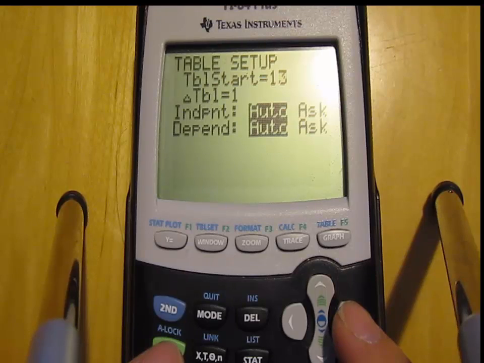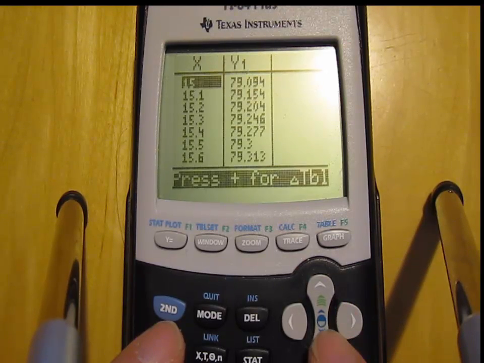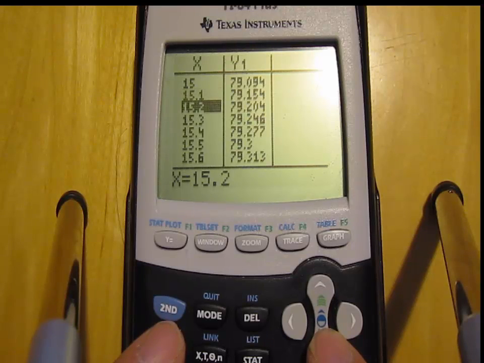I change 13 to 15. Then the change is going to be 0.1 instead of 1. I use the second table function again, and then I see the maximum is going to be at 15.7.